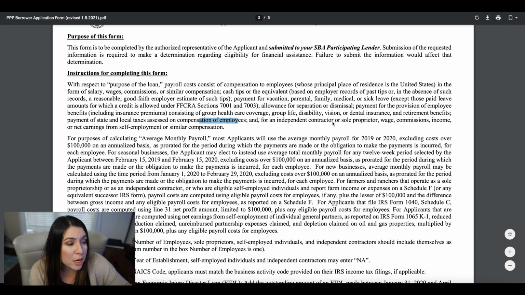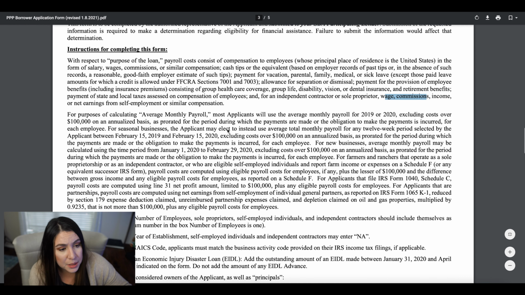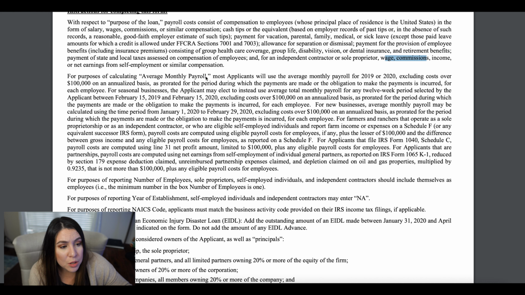If you're an independent contractor or a sole proprietor, it includes wages, commissions, income or net earnings from self-employment or similar compensation. And then how to compute the average monthly payroll. So for most applicants, you're going to be using 2019 or 2020 information. You're going to exclude costs over $100,000 on an annualized basis as prorated for the period during which the payments were made or the obligation to make payments is incurred for each employee.